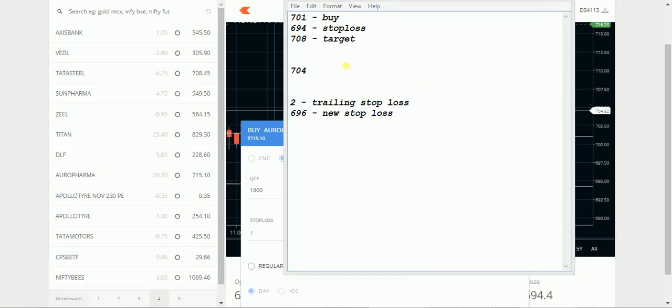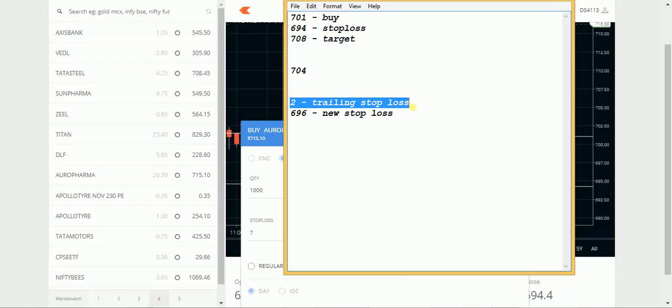So the trailing stop loss, with the help of this notepad, I'll explain to you. 701 is my buy, 694 is my current stop loss, which is minus 7 points from the buy price, and 708 is my target. And the trailing stop loss which I am placing is 2 rupees, or 2 points.